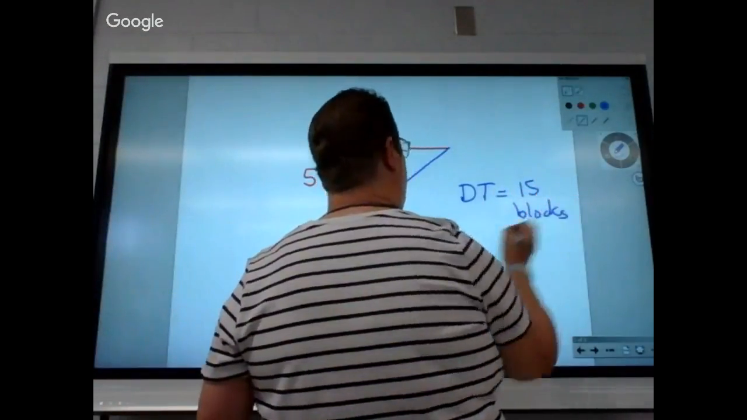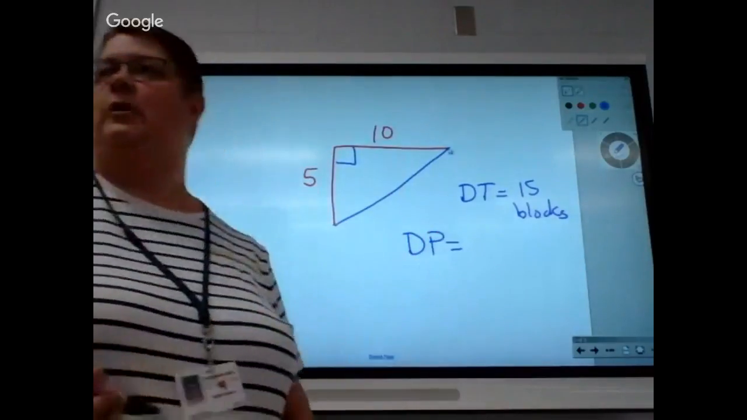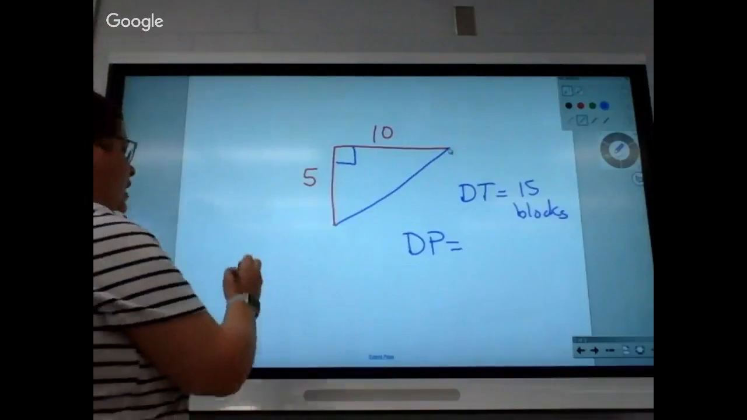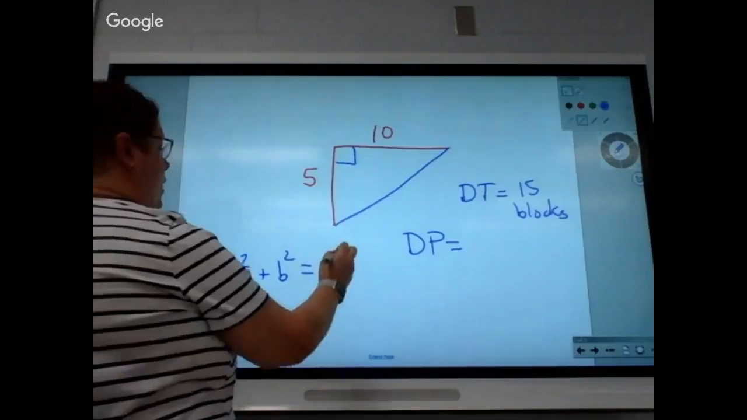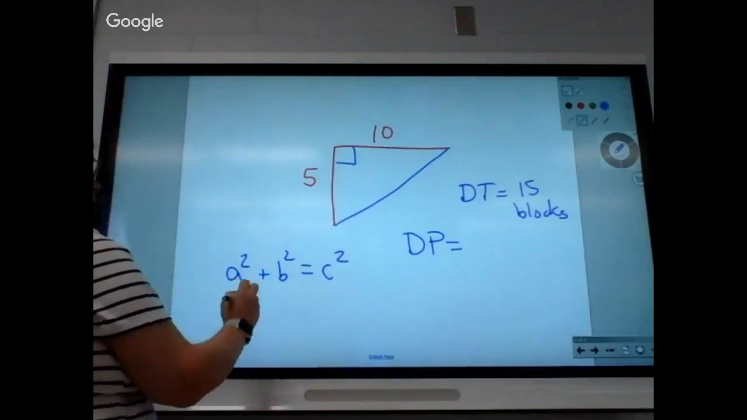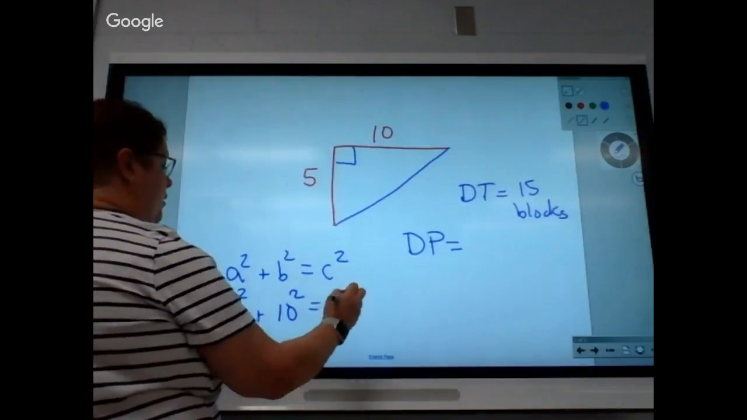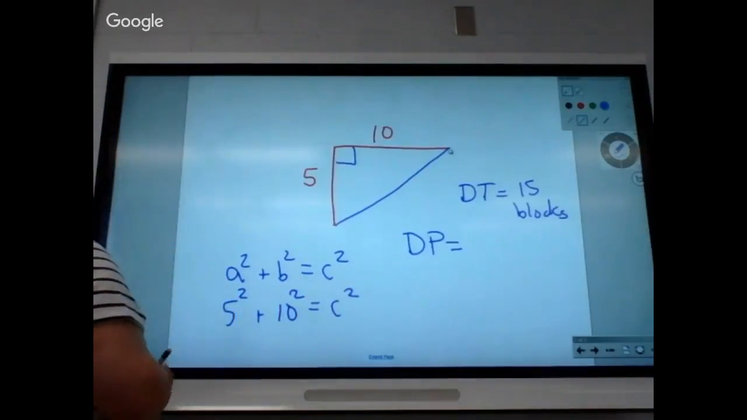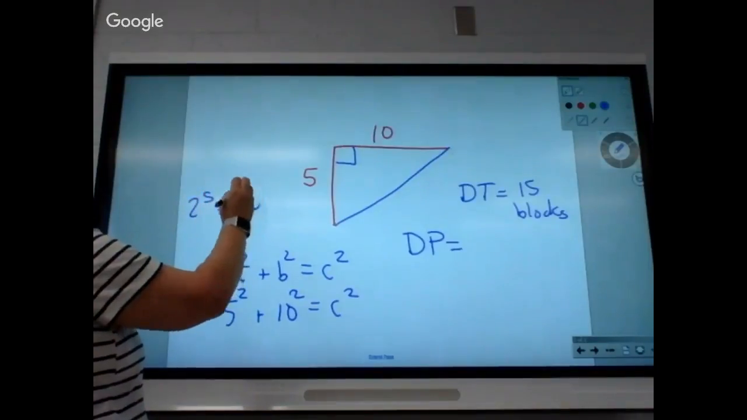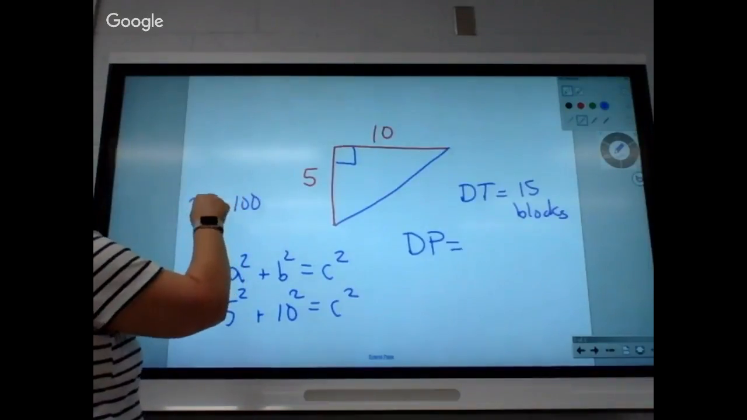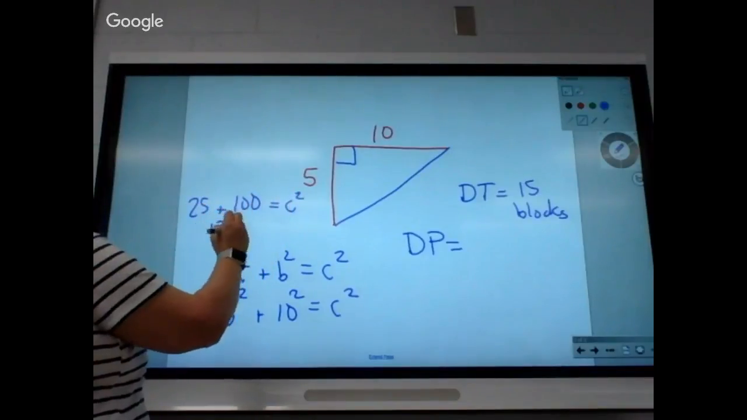For my displacement, I need to do what for displacement? A squared. That's right. It's a triangle. So a squared plus b squared equals c squared. So 5 squared plus 10 squared equals c squared. So I get 5 squared, which is what? 25 plus 100 equals c squared. So 125 equals c squared.